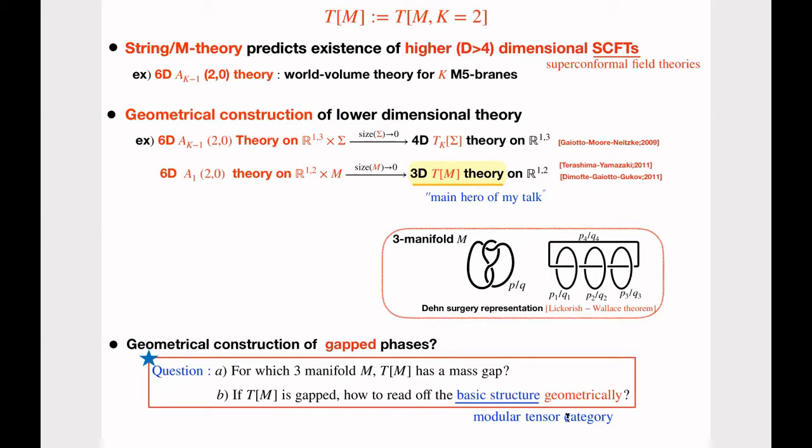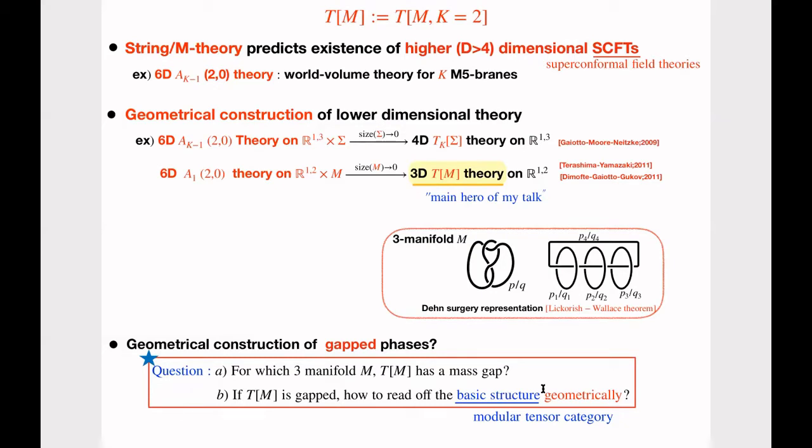And later, the main goal of my talk is that I will give an explicit algorithm: for a given three manifold given by a knot diagram, how to read off the modular tensor structure. Not the whole modular tensor category, but only the modular structure. That's my goal.